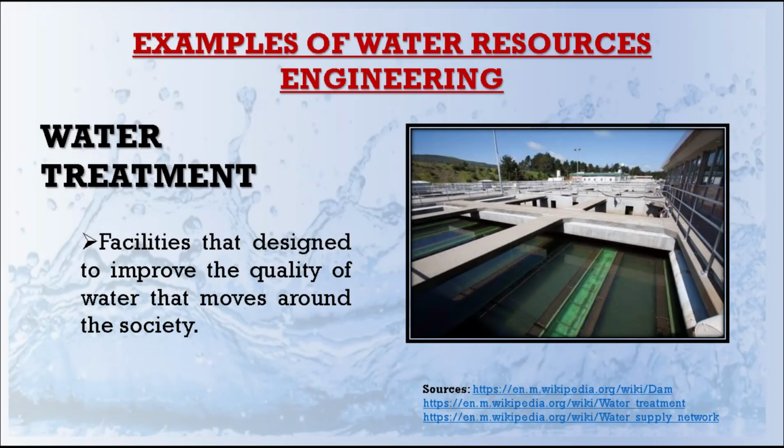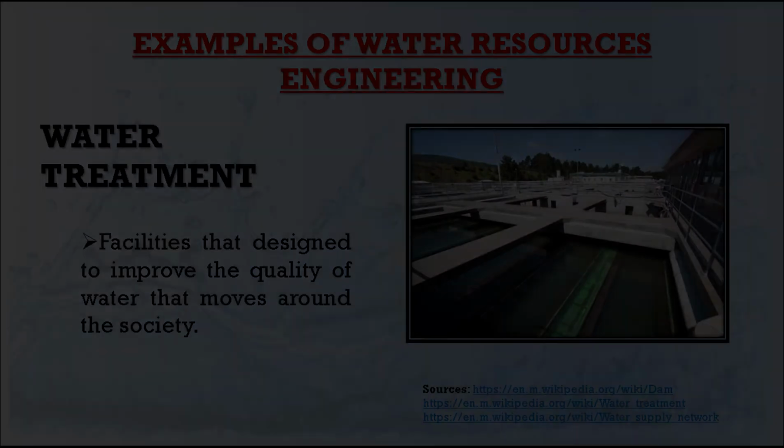Next is the water treatment facilities. These facilities are designed to improve the quality of the raw water before it moves around or is distributed to the community. It is also designed to improve water in the irrigation to make it useful. It also removes contaminants in the raw water to ensure that the water is potable and useful.